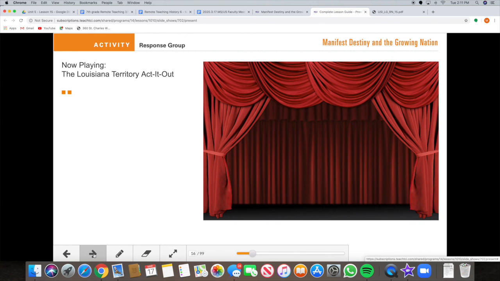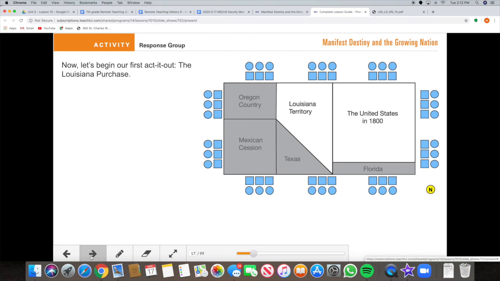Okay, so here we go. We're acting this out. Not really though, because you're just going to follow along the video, and whenever I tell you to add something to your notes in your notebook, I'll let you know that, and you guys just pause and do that in your notebook. Okay, let's begin our first acted out, the Louisiana Purchase. So as you guys know, as of now, we have the United States in 1800, and we bought the Louisiana Territory.